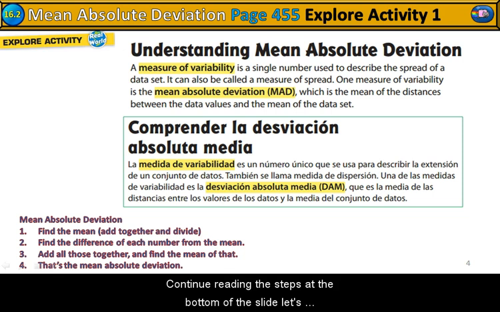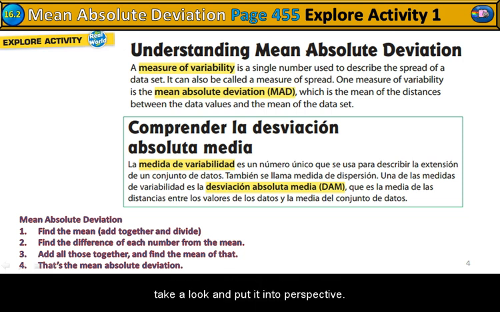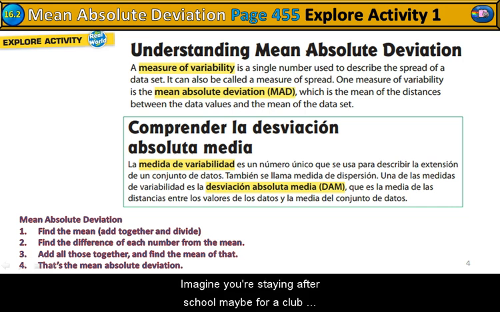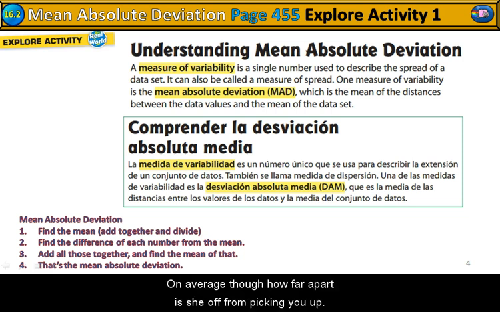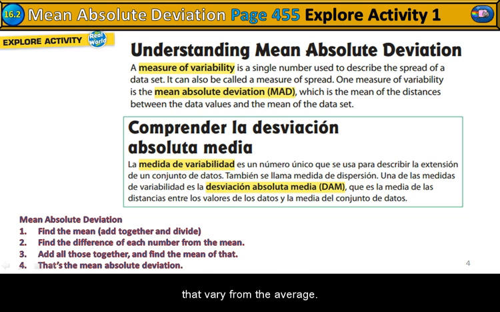Before we continue reading the steps at the bottom of the slide, let's put it into perspective. Imagine you're staying after school, maybe for a club meeting, and your mom says she'll pick you up at 4:30. Sometimes she arrives on time, sometimes a little bit before or a little bit after 4:30. On average though, how far off is she from picking you up? Maybe she's about 5 minutes early, maybe 5 minutes late. That number, 5 minutes, is the average difference of the times that vary from the average. That's what mean absolute deviation is.